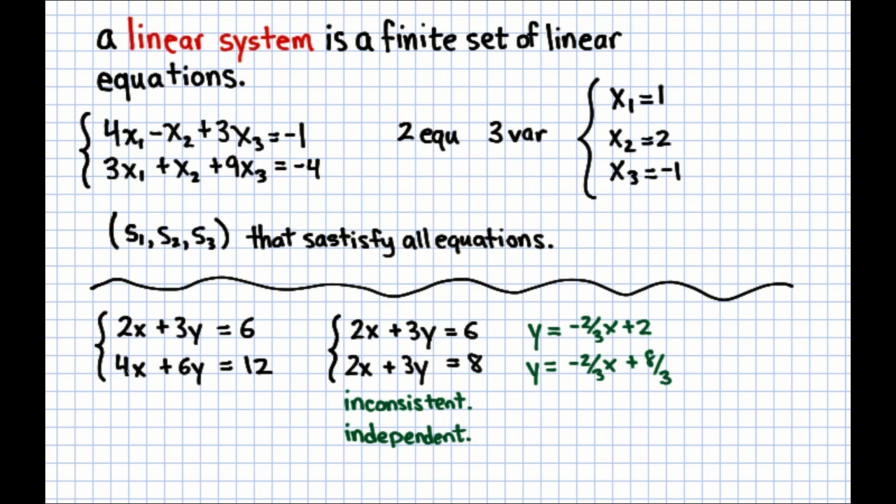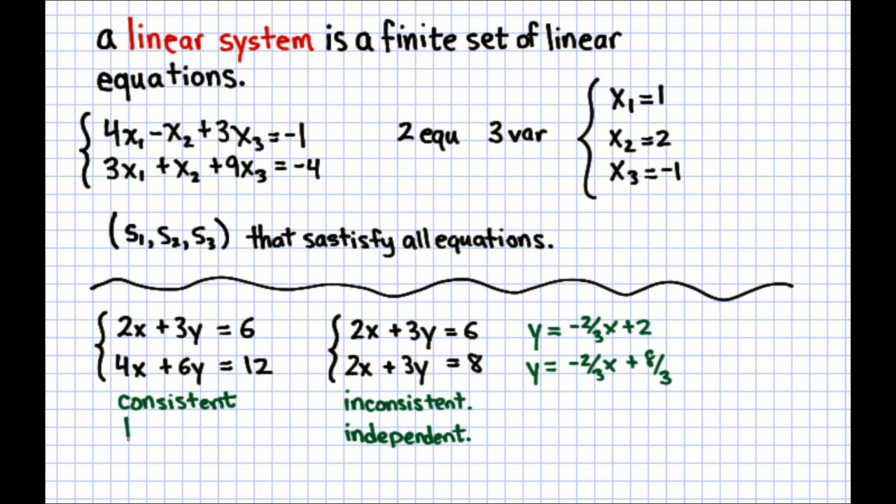Now, in this one right here, you can see that the second equation is just 2 times the first equation. So really, this system has infinitely many solutions. And all it takes to be consistent is that you have at least one solution, and this system here has infinitely many. So we would say that this is a consistent system. Definition of consistent means at least one solution.